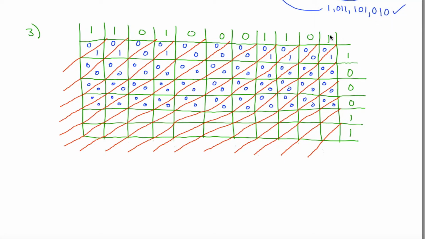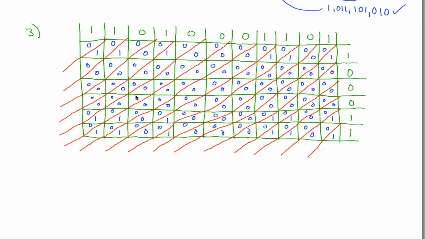Last two rows, it's 1 times something. So 1 times 1 again is 1. 1 times 1 is 1. 1 times 0 is 0. 1 times 1 is 1. 1 times 1 is 1. 1 times 0 is 0. 1 times 1 is 1. 1 times 0 is again 0. And finally, 1 times 1 is 1. So I fill out my grid to look something like this.